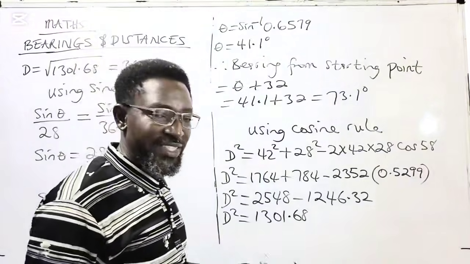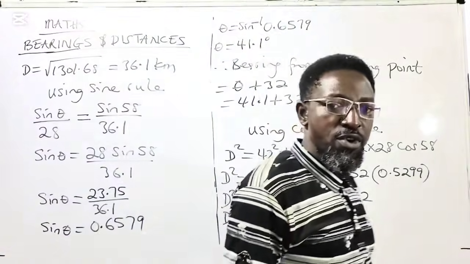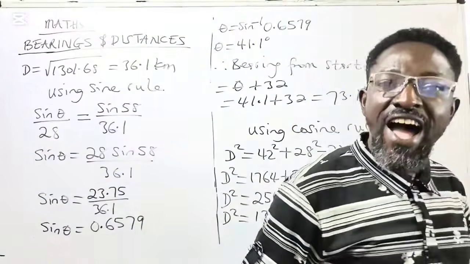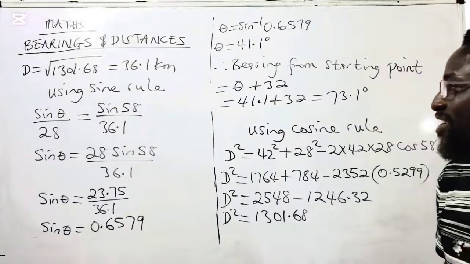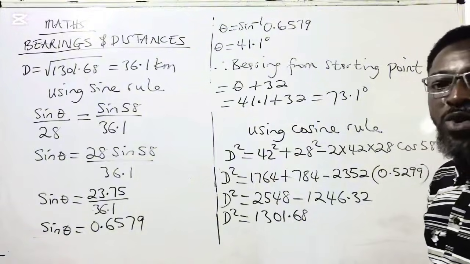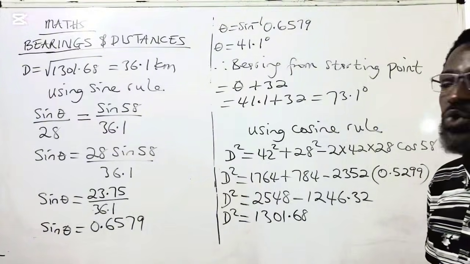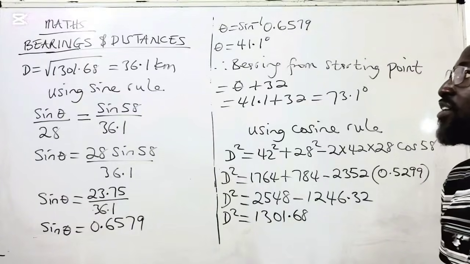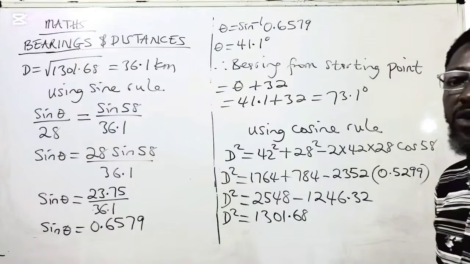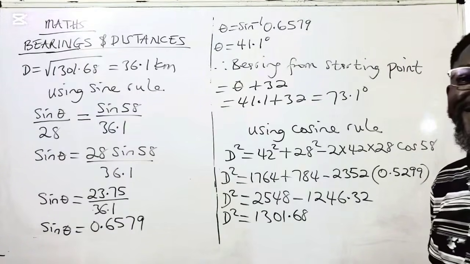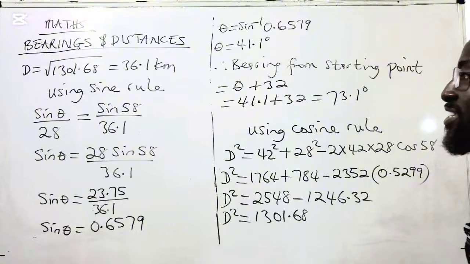So that's how we use the sine and the cosine rule to get the distance and the bearing. If you have not watched part 1 of this series, after this you can go back and watch it. It will give you further understanding of what we are doing under bearing and distances. Let's look at the next word example.